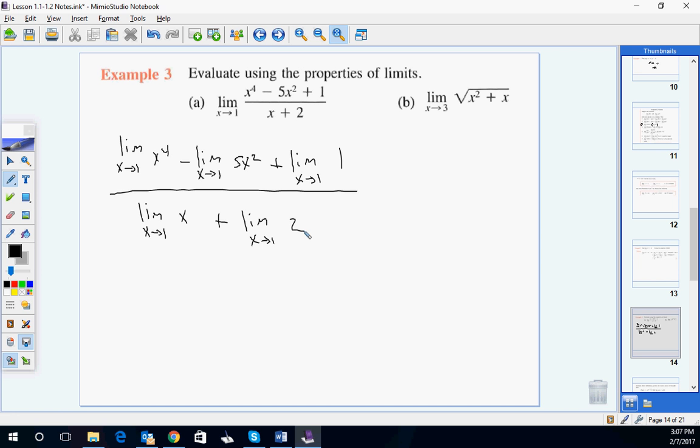This right here is going to be 1 to the 4th. Right there, that's going to be minus 5, because 5 times 1 squared. The constant stays the constant. That's your top. Your bottom, 1 plus 2. So 1 minus 5 is negative 4, plus 1 is negative 3. Negative 3 over 3, we get negative 1 as the limit as x approaches 1.